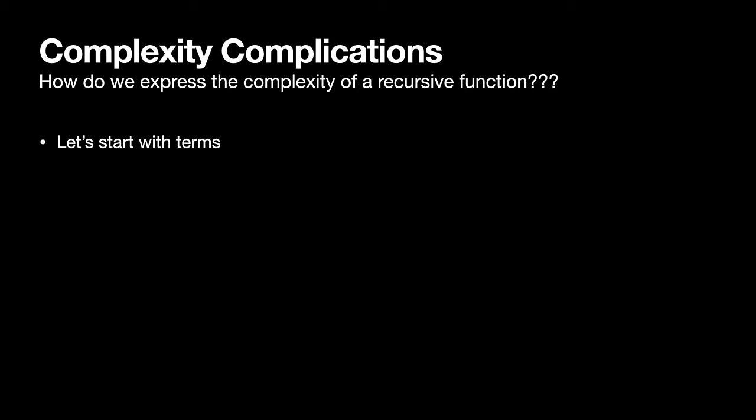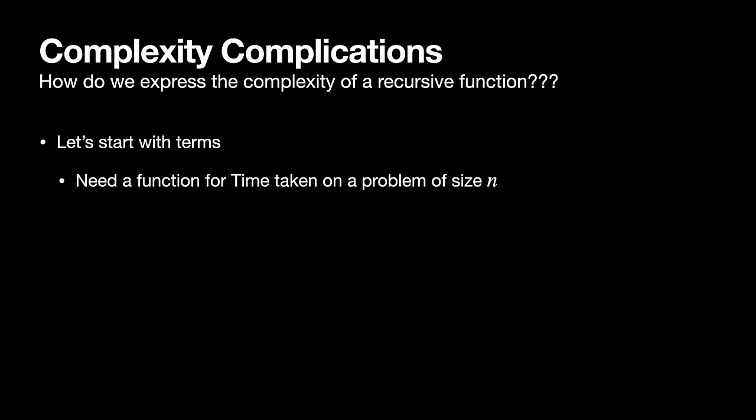We'll construct some terms. First off, our goal is to come up with a function that represents time. In particular, we want to express the time taken on a problem of size n, or the number of fundamental operations, if you prefer. Since we're really looking at time, we'll use the letter T. We'll use the function T of n to generically refer to the time taken to solve a problem of size n. Every time we look at a different algorithm, we'll use the same terminology. We'll look at the T of n for that particular algorithm.